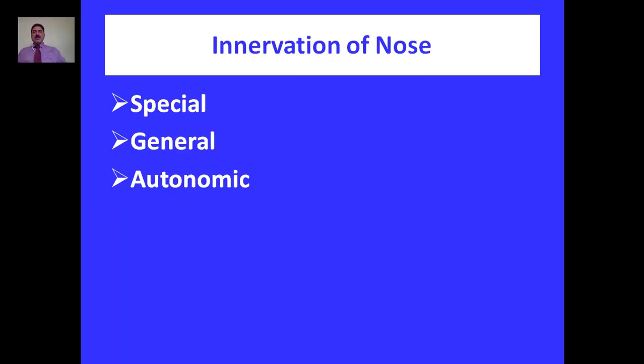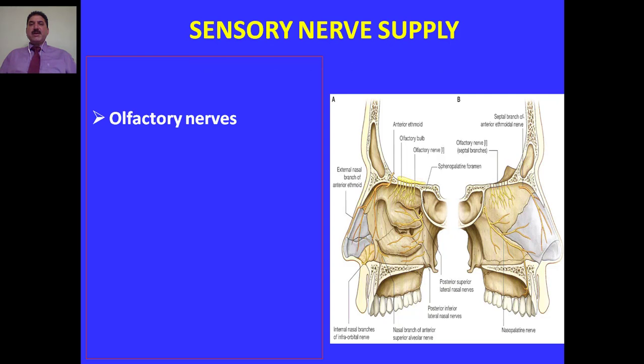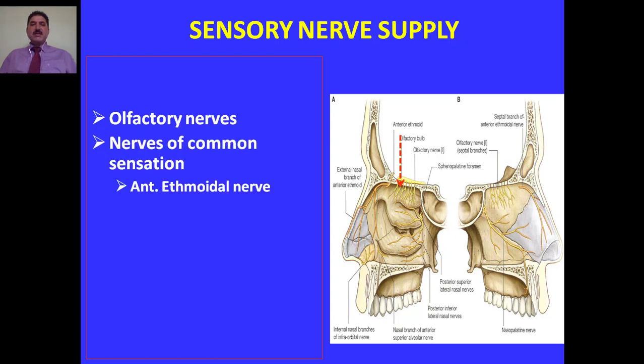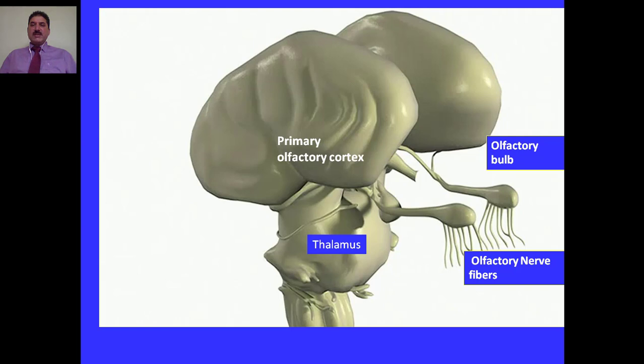Innervation of the nasal cavity. Each nasal cavity is innervated by nerves which carry special sensations and general sensations, and it is also innervated by the autonomic nerves. Sensory nerve supply of the nasal cavities: each nasal cavity is supplied by the special sensory nerve, the olfactory nerve. General sensations are carried by the anterior ethmoidal nerve, branches of the sphenopalatine ganglion, and branches of the infraorbital nerve.